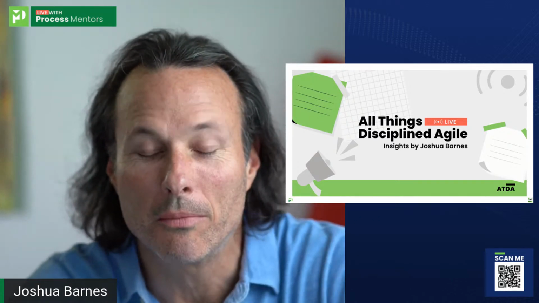The minimum business increment, one of the most important additions, in my opinion, to Disciplined Agile.